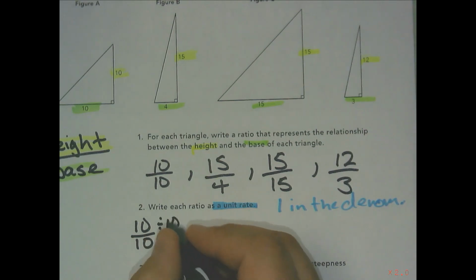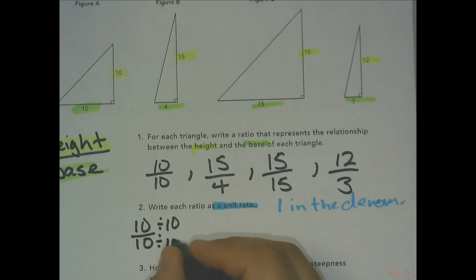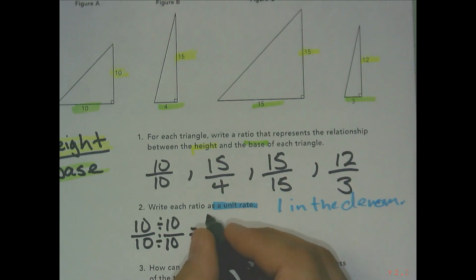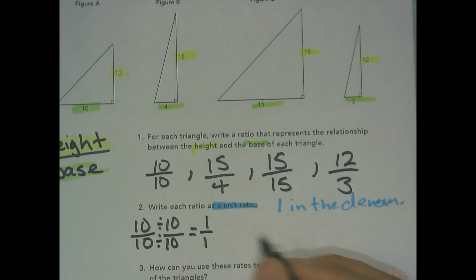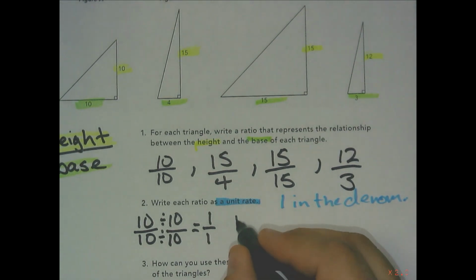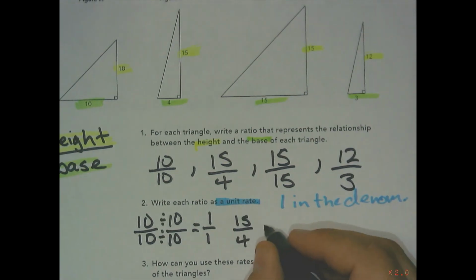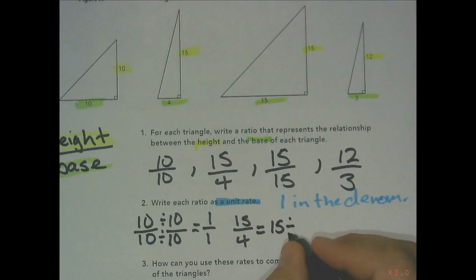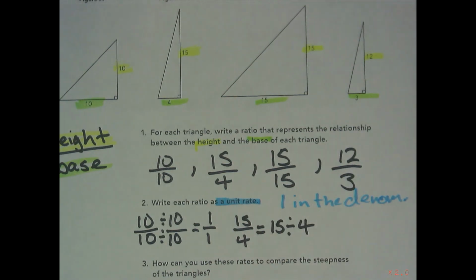If I think in my head I'm going to divide the top by 10, remembering whatever I do on the bottom I divide by 10, I get 1 over 1. So that's the first unit rate. On the next one, I have 15 over 4, but we could treat that like 15 divided by 4. Now 4 does not go into 15 evenly, so my unit rate will have to convert to a decimal, but that's okay.